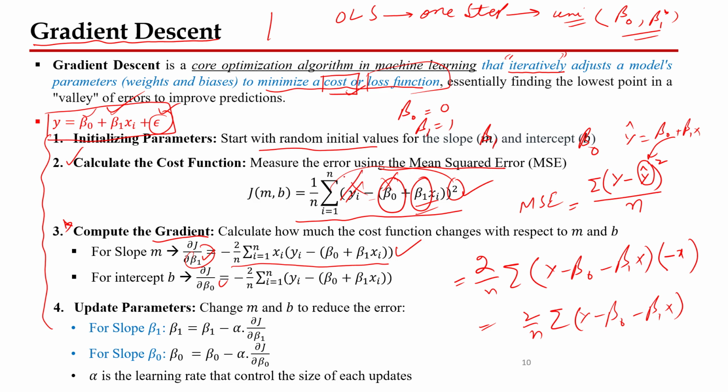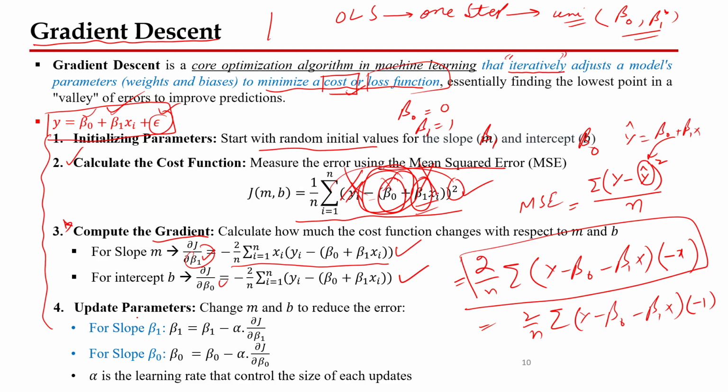Okay, this term is going to be 0 because there is no beta naught. This term is also going to be 0 because there is no beta naught. And when we differentiate this term, which is minus beta naught, we are going to get minus 1. So we will get this gradient.